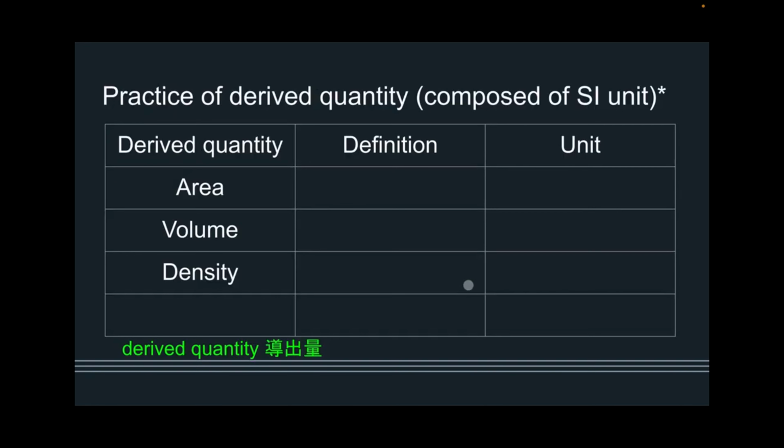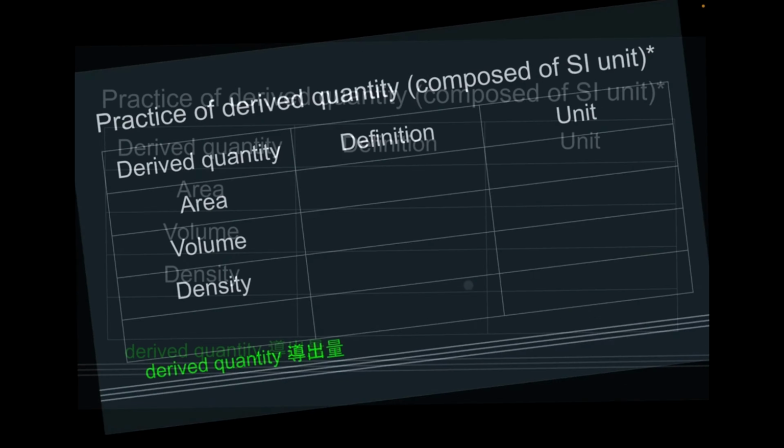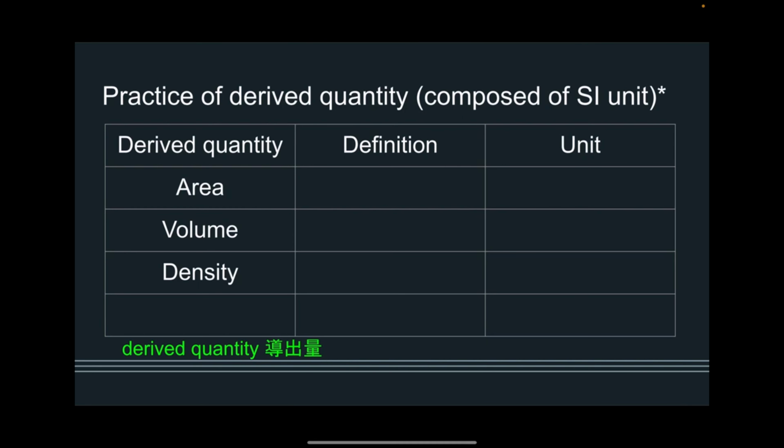Okay, so after introducing the definitions of the 7 SI units, now let's practice the derived quantities. So what is a derived quantity? A derived quantity is composed of SI units only. So let's do some practice with some we are familiar with from junior high.